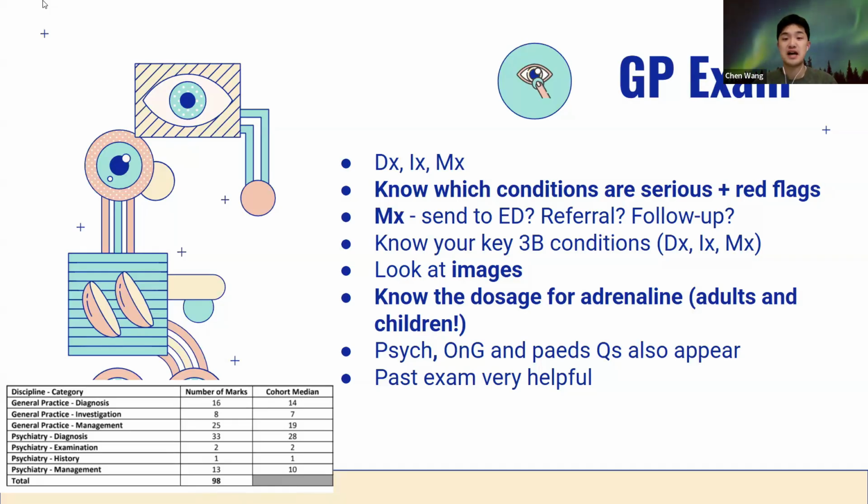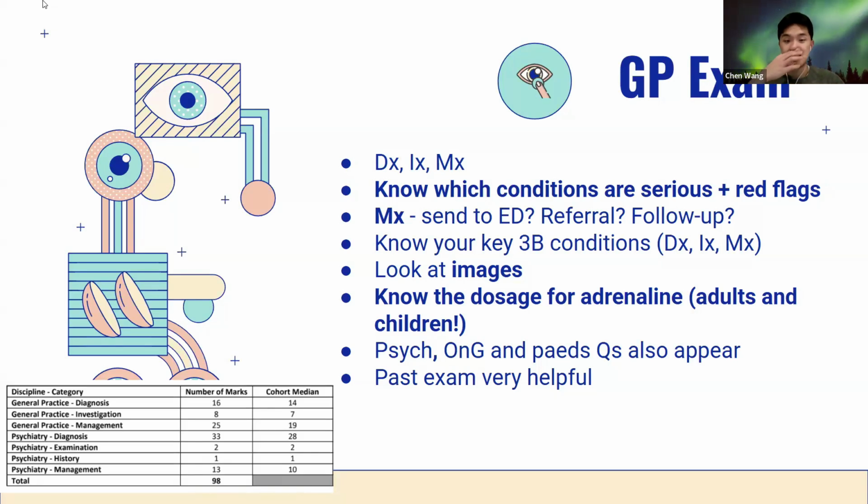If you have that down pat, it will make the management questions much easier, because in the management questions, they'll usually ask you, would you send this patient to the ED now? Would you consider referring them to a more specialized service now? Or would you just see them in a week's time to see how they're going? So if you know which conditions are serious and urgent and the red flag symptoms, you're more likely to be a safe doctor and manage the patient appropriately according to the options you're given. So this is very, very important.